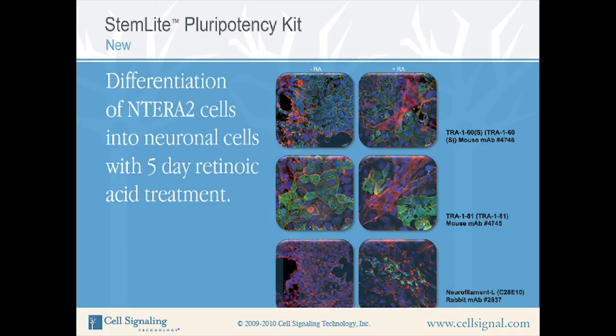In the lower panels, neurofilament L is a marker for differentiated neurons, and the neurofilament L antibody is labeled green. No appearance of this marker in the undifferentiated state. Also note that the green signal is not present in the untreated pluripotent cells.